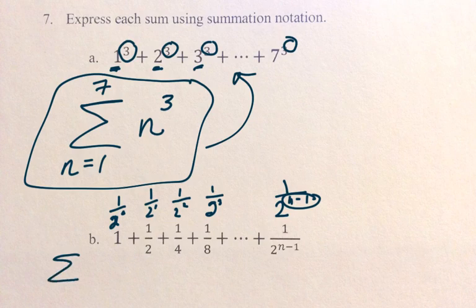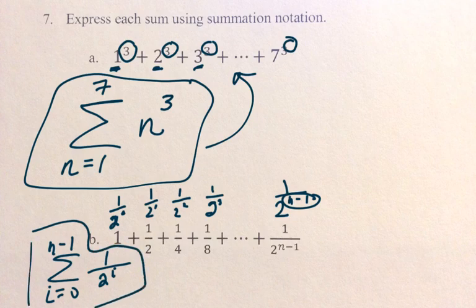So the sum, starting from, let's use i this time, i equals 0, going all the way up to n minus 1. Okay, so we could pick a value, but in this case we write it as n minus 1, of 1 over 2 to the i. Okay, so this is the summation notation for this sum right here.